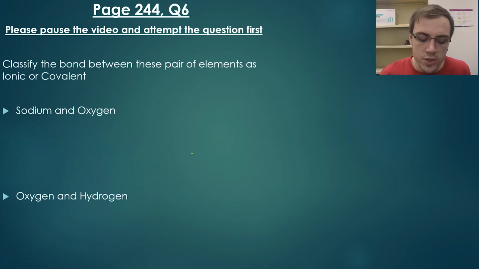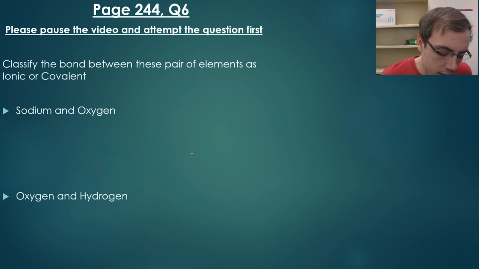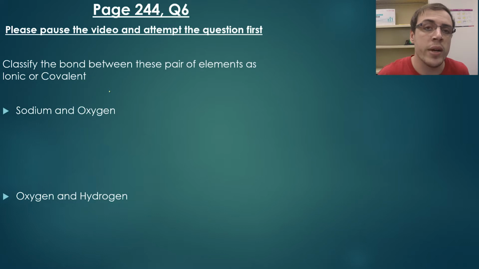The first one will go to question 6 on page 244. Again, I recommend that you pause this video, attempt the questions yourself, and then we'll go through it and try to answer it as a team. The first question says, classify the bond between these pairs of elements as ionic or covalent. Essentially, the question is just asking whether it is a covalent bond or an ionic bond. The best way to determine this is to draw our Lewis structures out.